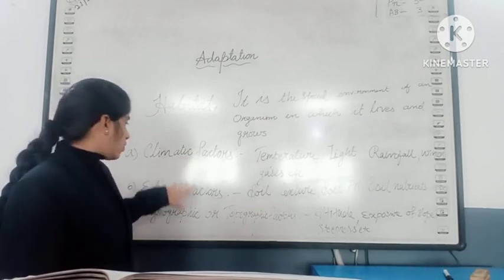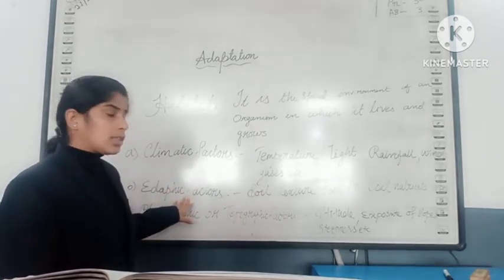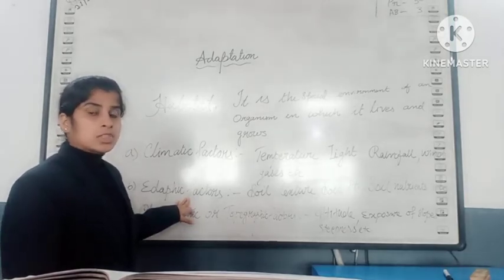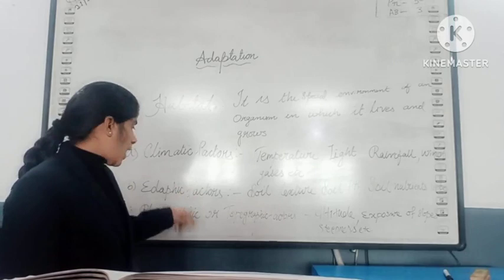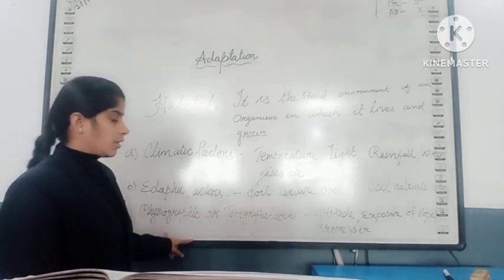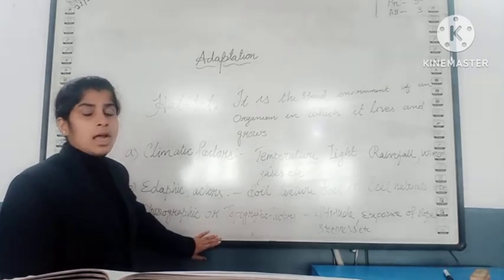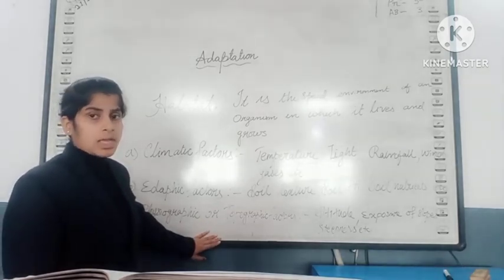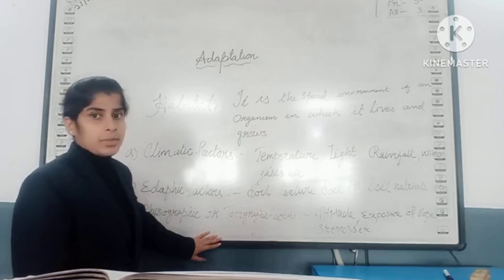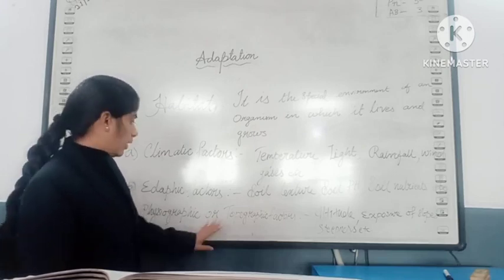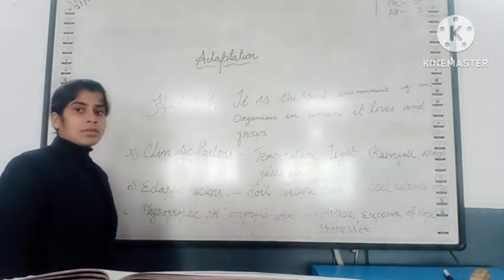After that, edaphic factors. What comes under them? Soil texture, soil pH, soil nutrients. These all come under edaphic factors. And next, physiographic or topographic factors, that is the altitude of a place, the exposure of slopes and steepness. These all come under topographic or physiographic factors.